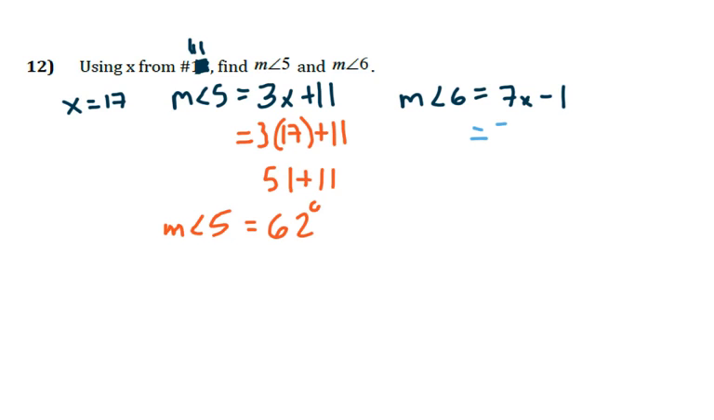So we would have 7 times 17 minus 1. Well, 7 times 17, or 7 times 10 is 70. 7 times 7 is 49. So we're going to get 119 minus 1, which gives us 118 degrees. So the measure of angle 6 is 118 degrees.